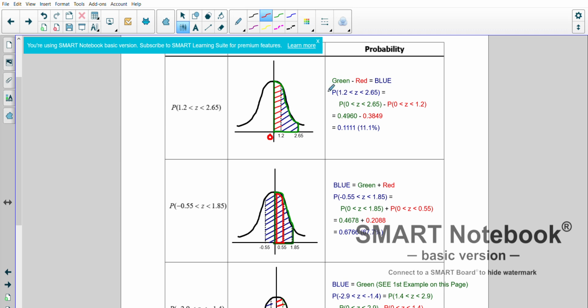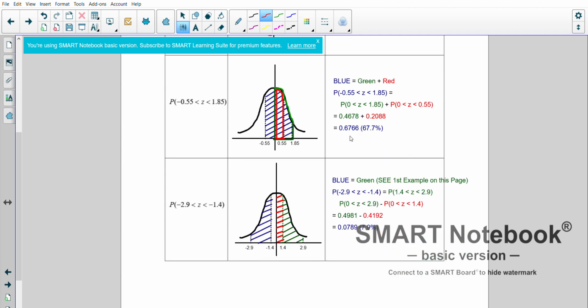So that's what I have up here. The green, which is all of this, if I subtract the red, will equal the blue, which is what I want. So the green is between 0 and 2.65, which is about 49.6%, minus the red, which is between 0 and 1.2 positive, which is about 38.49. So if I subtract those, if I take all this green and subtract the red, I'll be left with the blue, which is approximately 11.1%.